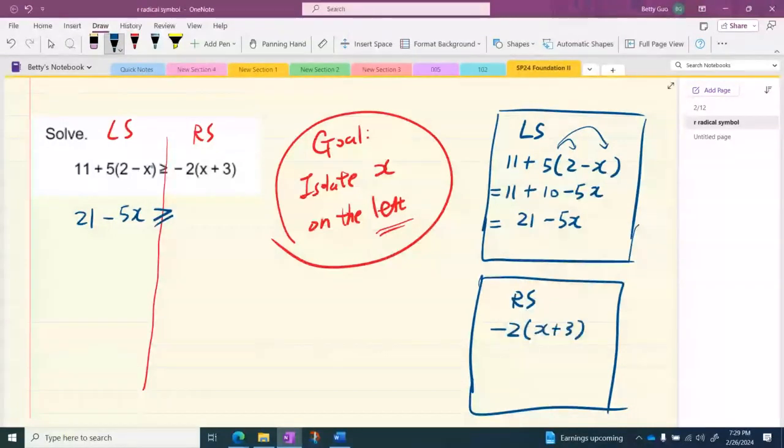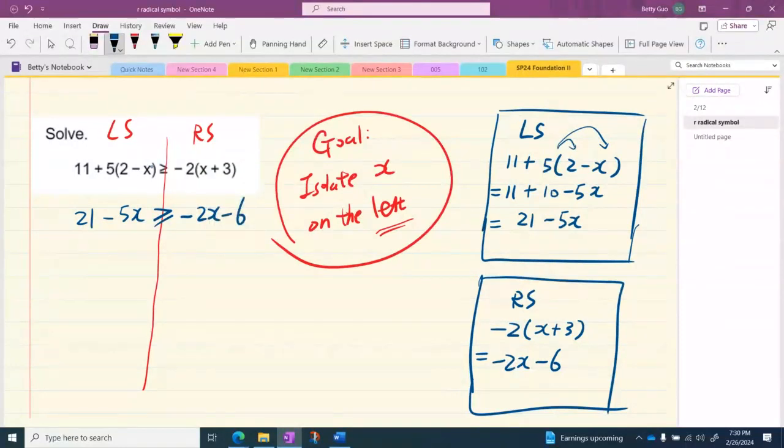It's going to be negative for each member because the coefficient is negative. Negative 2 times x, negative 2x. Negative 2 times 3, negative 6. So that's the simplified form of the right-hand side. Put it back: negative 2x minus 6. So far, we have not used anything new, right?